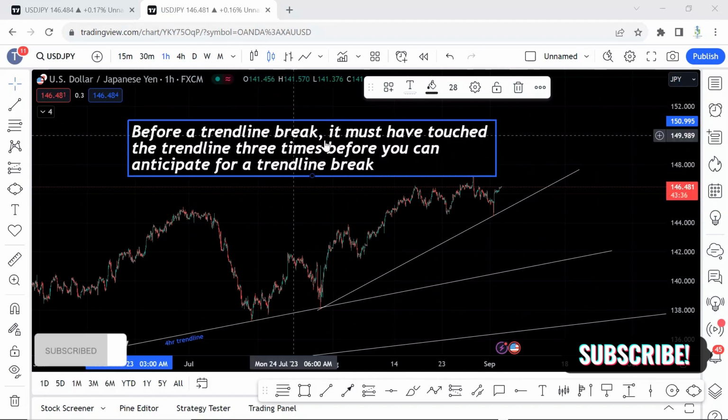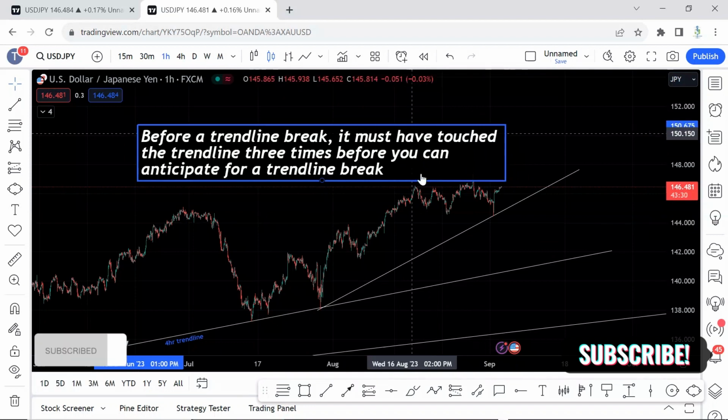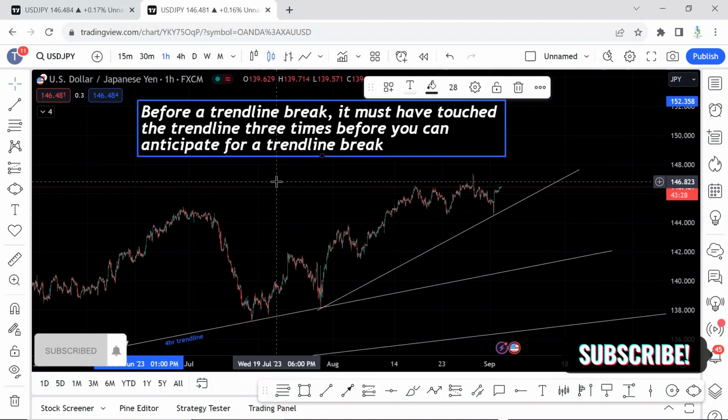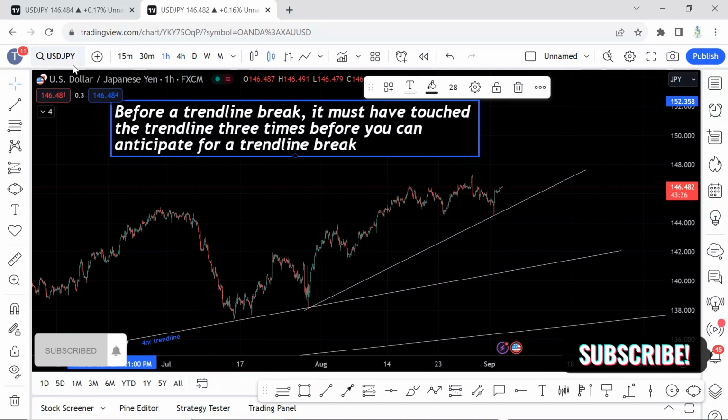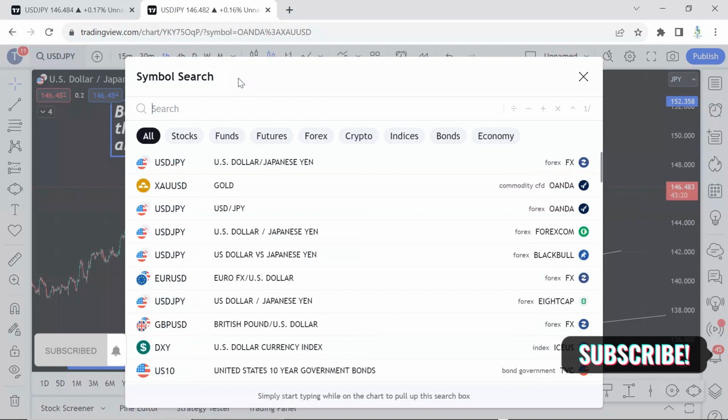So I just showed right now, you have to touch the trend line 3 times before it can break. So now I hope you understand how to draw a perfect trend line. Let me try another currency pair. Let's use something like DXY.